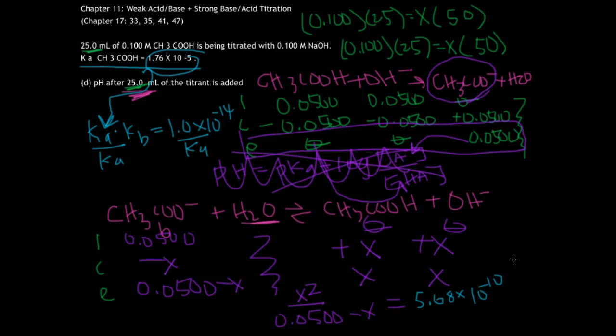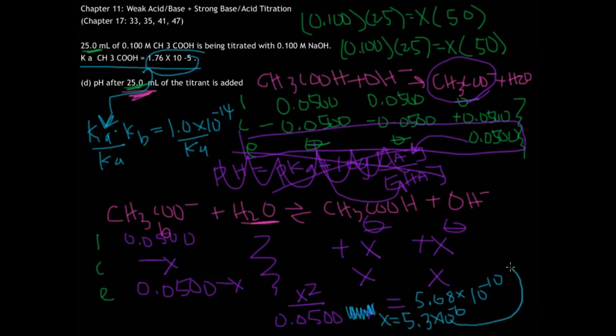Yes. Okay, 5.68 times 10 to the negative 10. So again, Kb, because this is a base. This is a basic salt, which we'll get more into later. So remember, we always assume x is small. Multiply both sides by 0.05. The square root of x comes out to be 5.3 something times 10 to the negative 6 molar.